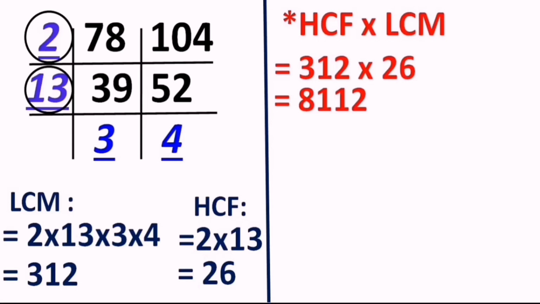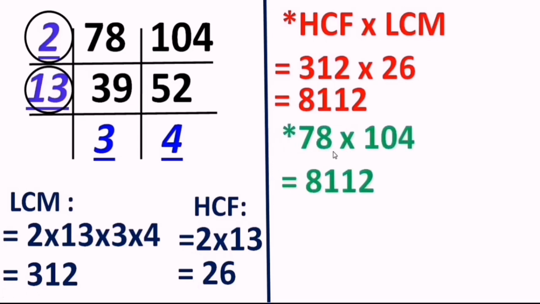Okay. Now let's see what product we get when we multiply 78 and 104. And to your surprise, when you multiply 78 and 104, again we get the same answer, that is 8112. Isn't it surprising? Isn't it nice, boys and girls? This will tally your answer. That means if you check in this manner, you will immediately come to know whether your answer is right or not.